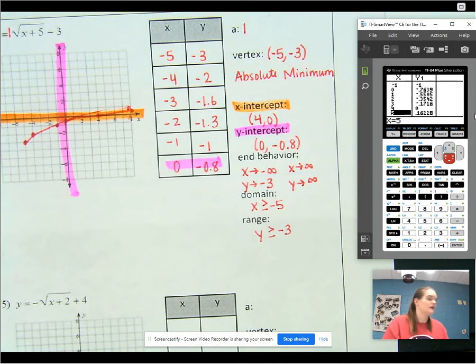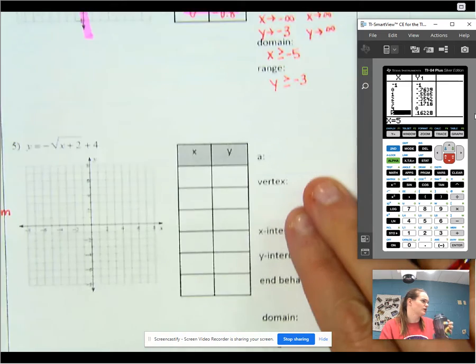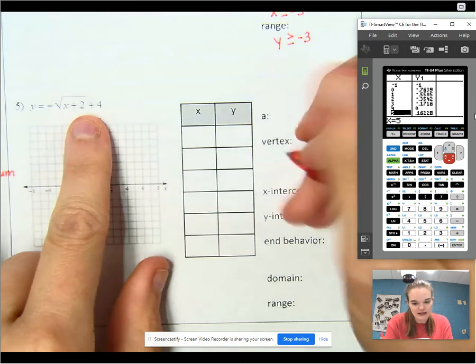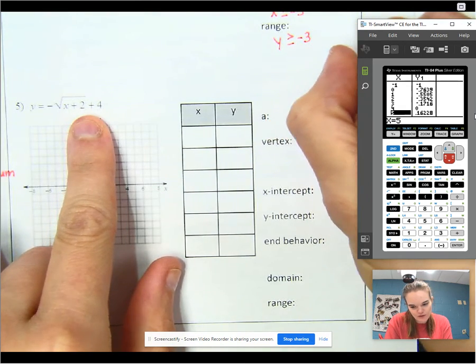Now, number 5, last one. Hope you pause the video and are working on it. The vertex, negative 2, 4.